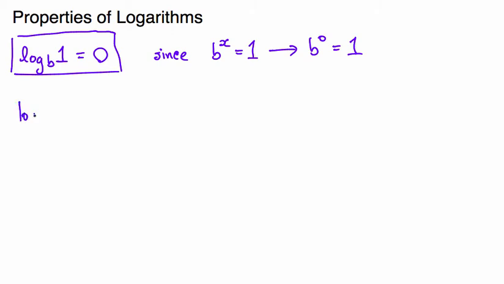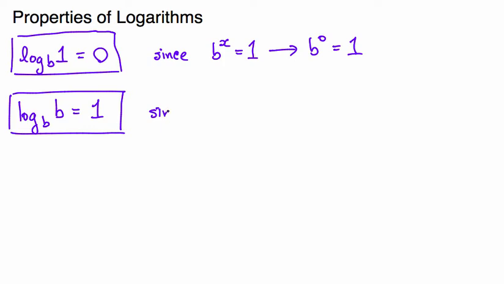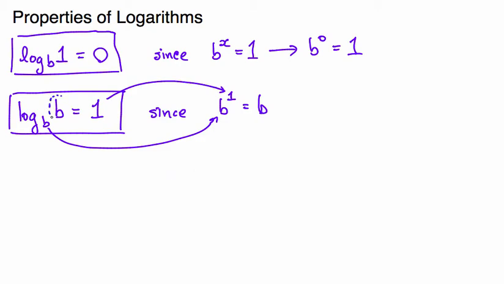The second one is if you have log base b of b, you always get 1. And that one's true because b to the power of 1 would be equal to b. So base b, that's that b right there, to this power of 1 is equal to this b value right here. So knowing the definition of the logs from last day is really going to help understand some of these other properties of logarithms.